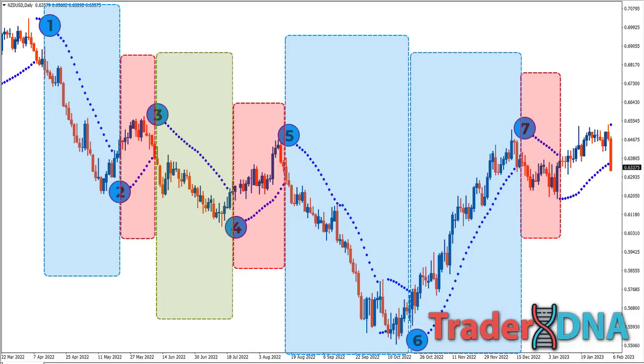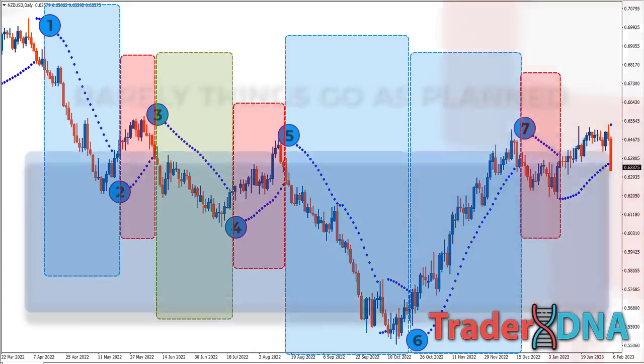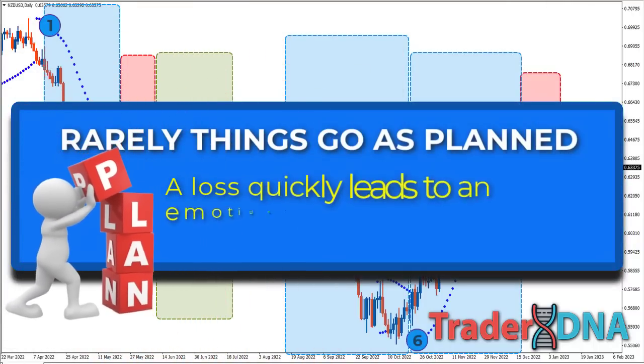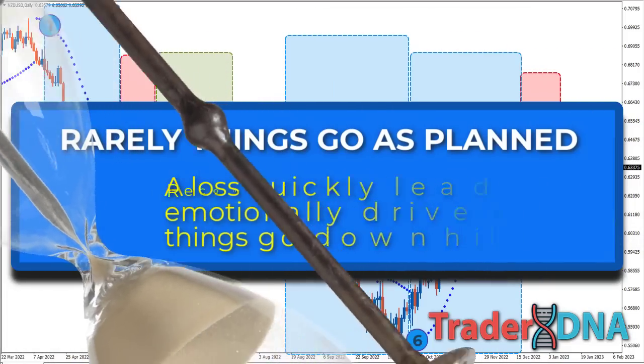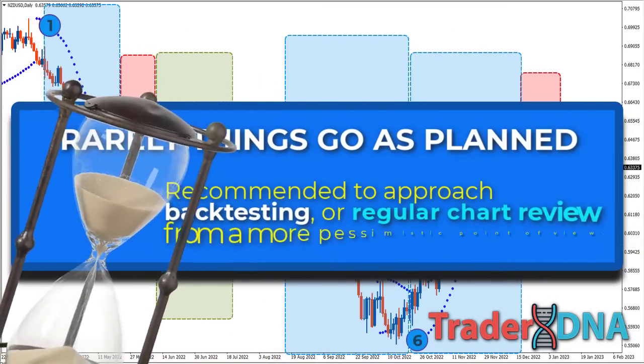This might sound okay, but as we all probably can agree, rarely do things go as planned, and a loss quickly leads to an emotionally driven decision, and things go downhill from there. It is, therefore, recommended to approach backtesting or regular chart review from a more pessimistic point of view.